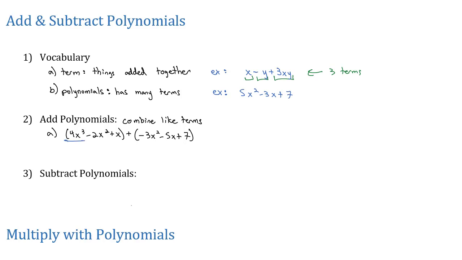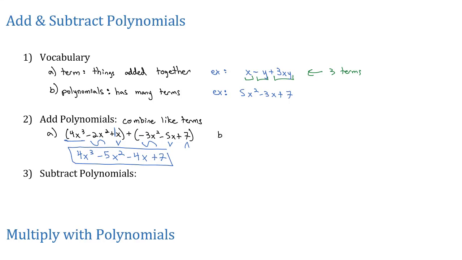The 4 is with an x cubed. There's no other x cubes, so it's just going to be 4x cubed. I see a negative 2x squared and a negative 3x squared. Together, they make negative 5 of these x squared. I see an x and a negative 5x. Remember, if no number is written, we treat it like it's a 1. So 1 minus 5 gives me negative 4 of these x's. And then finally, there's also a 7 left over. So after we combine like terms on these polynomials, we get 4x cubed minus 5x squared minus 4x plus 7.